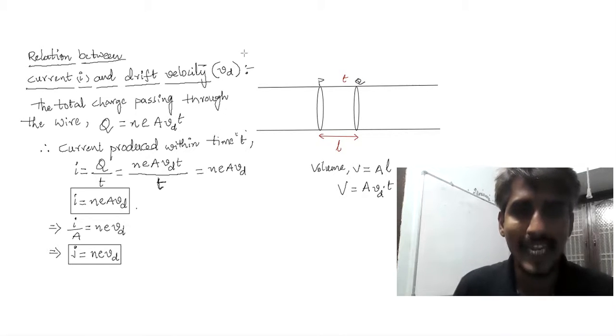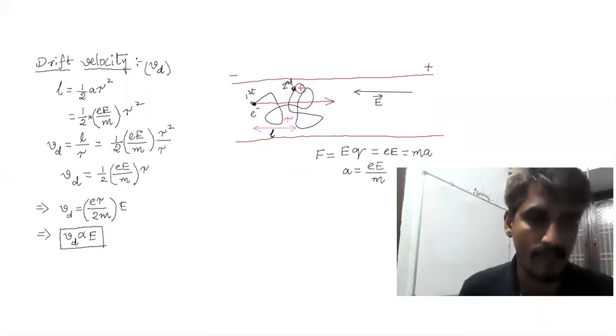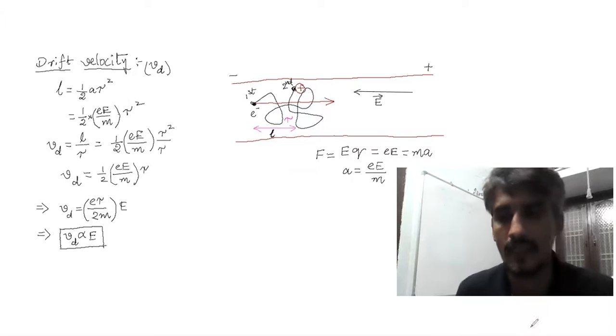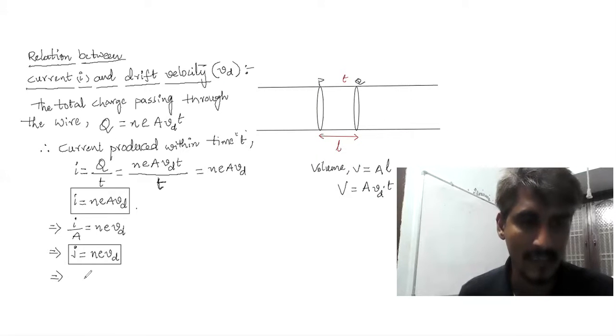So Vd, what is the formula for Vd? Once we recollect it, Vd is equal to E tau by 2m into E, right? So therefore, now let us write the same thing here.